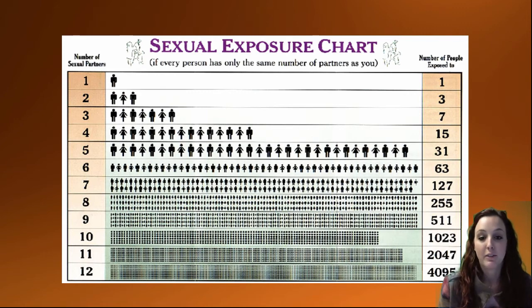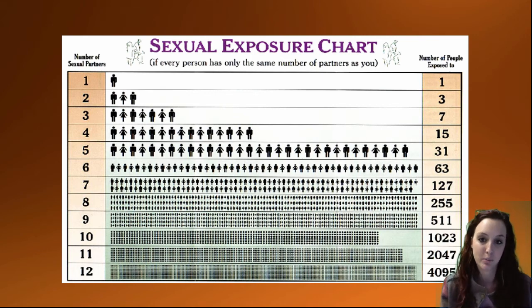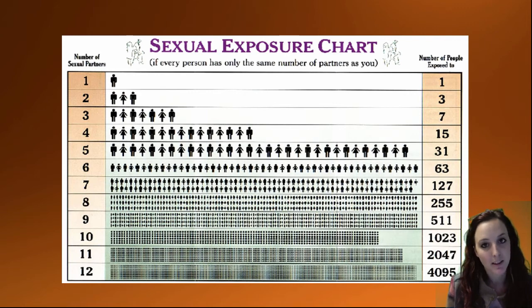31 different people. If you have had sex with 12 people and your partners have all had sex with 12 people, you have been exposed to the secretions and to the possible infections of nearly 4,100 people. Keep this in mind. Just because you're in a committed relationship where that's the only person you've slept with does not mean that you are impervious to getting a sexually transmitted infection. All of you need to be tested.